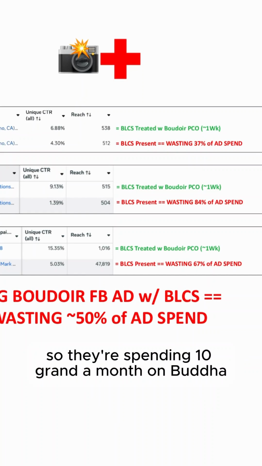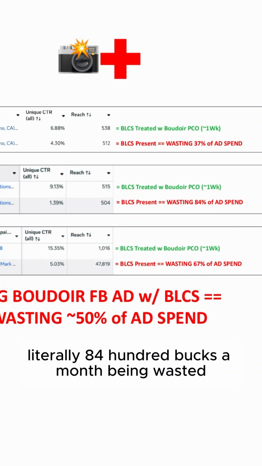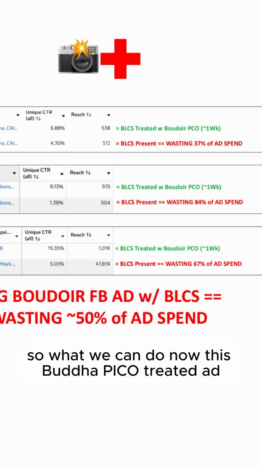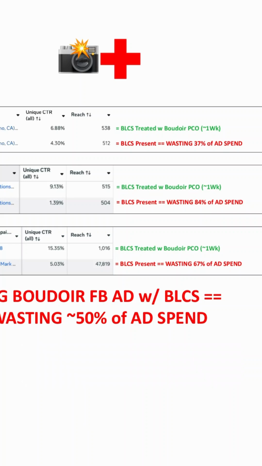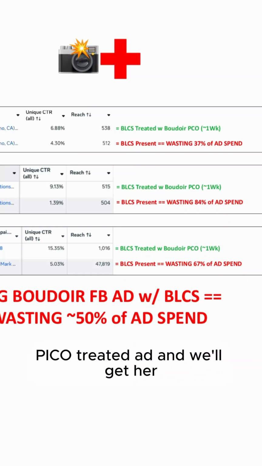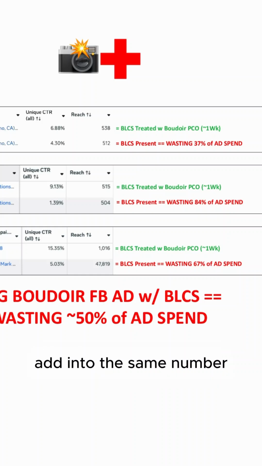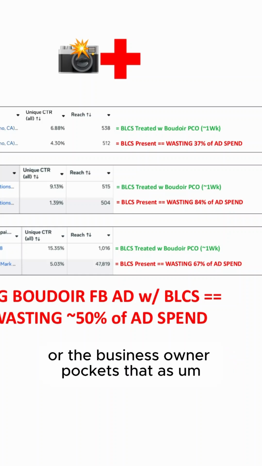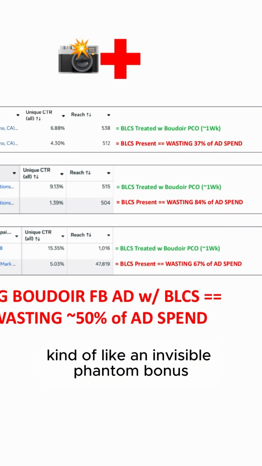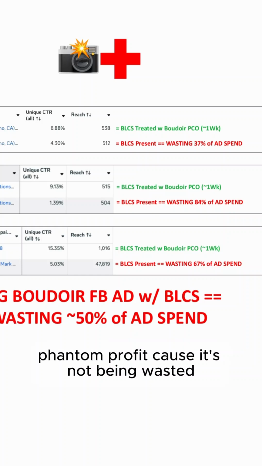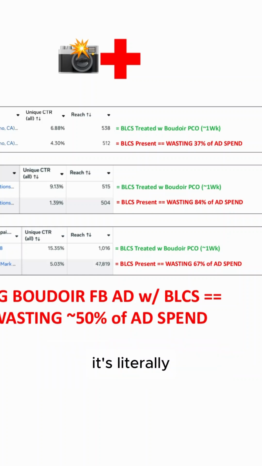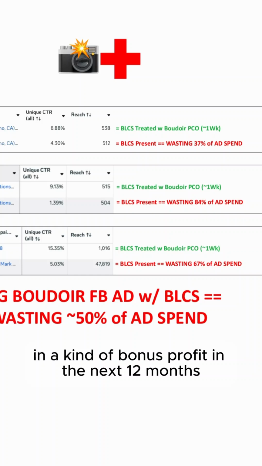So if they're spending 10 grand a month on Boudoir Facebook ads, literally $8,400 a month being wasted, thrown out the window. So what we can do now with this Boudoir Pico treated ad is eliminate that wasted ad spend, only spend the difference, $1,600 a month on the Boudoir Pico treated ad, and we'll get our ad into the same number of women's brains as the original at 10 grand a month spend. So massive gains there, and the business owner pockets that $8,400 as kind of like an invisible phantom bonus, phantom profit, because it's not being wasted. It's literally something like 100 grand in bonus profit in the next 12 months.